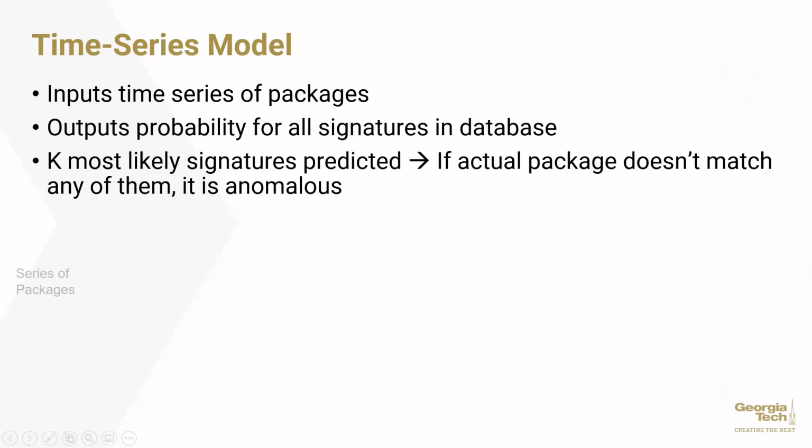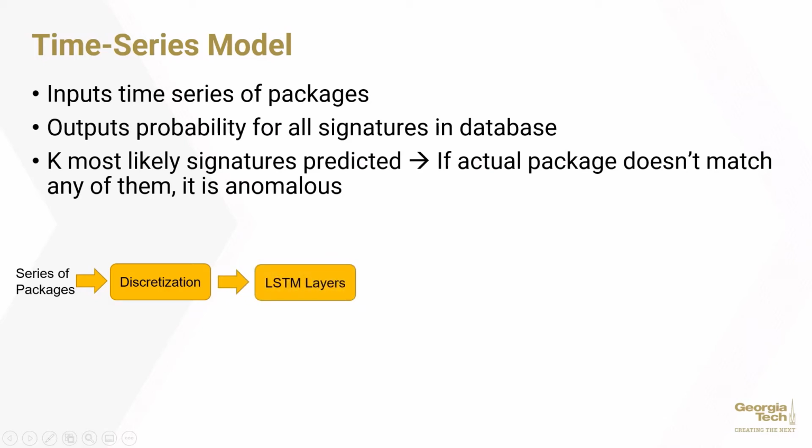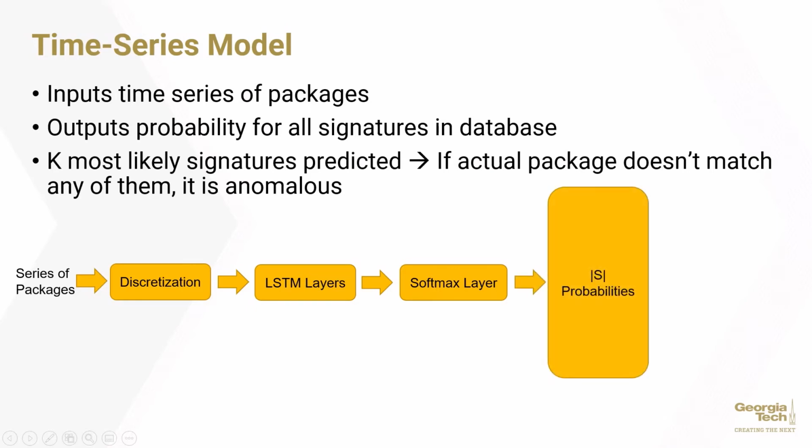So looking a little more in detail, we start with a series of packages which are discretized and then passed into the LSTM layers. And the output is a softmax layer, which essentially makes sure that the output probabilities sum to 1 across those S signatures. So then we end up with a set of S probabilities, and we take the K most likely signatures in that set, and then we compare the actual package signature to those K most likely signatures.